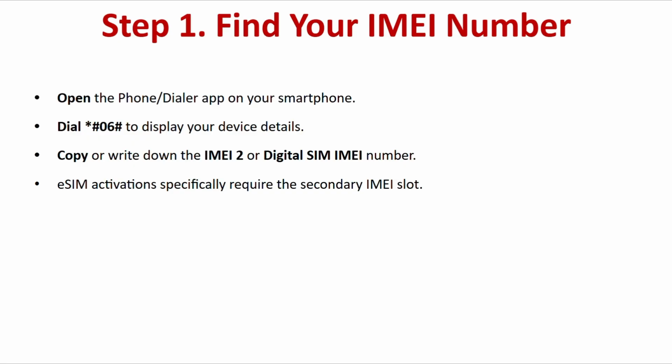Step 1. Find your IMEI number. Open the phone/dialer app on your smartphone and dial *#06# to display your device details. Then copy or write down the IMEI2 or digital SIM IMEI number. eSIM activations specifically require the secondary IMEI slot.